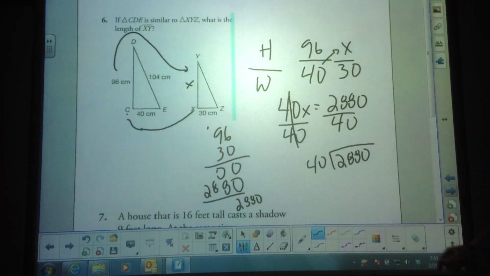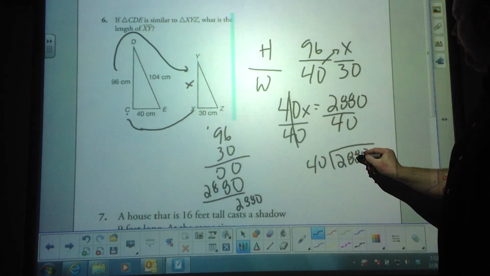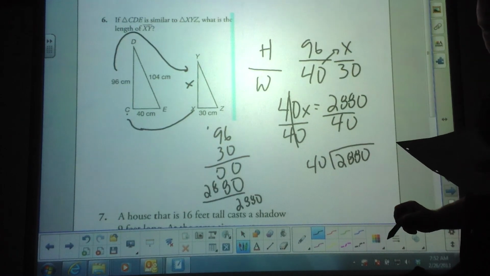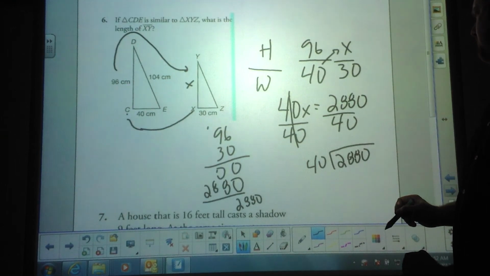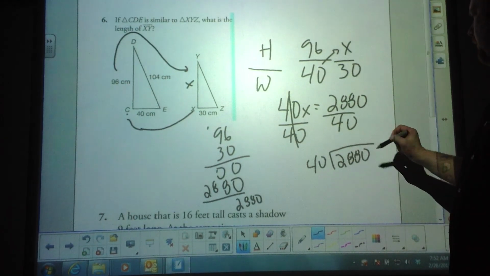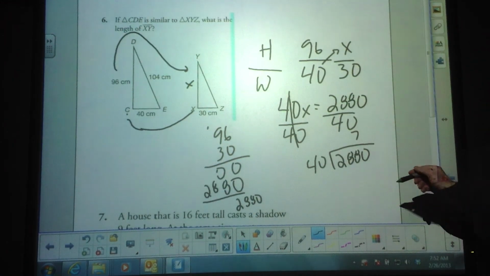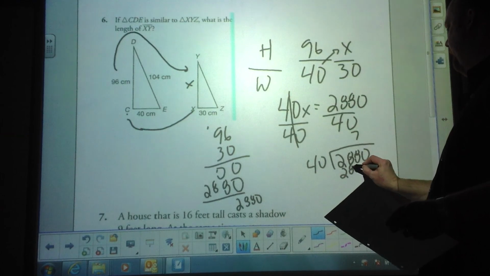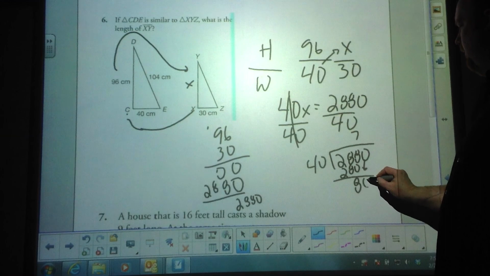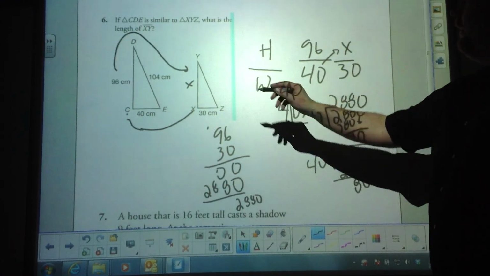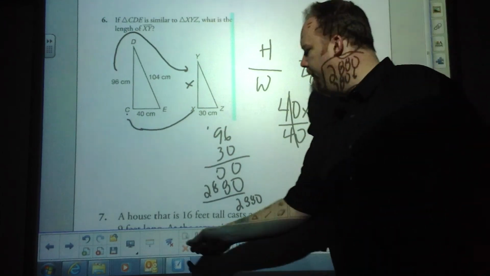Excuse me. 4 will go into 2. It won't go in. It won't go into 28, but it will go into 288 about, looks like about 7 times. Let's try that. 280. Yeah. I'll subtract, left over with 8. Bring down my 0. This will go in here twice. Therefore, this is 72 centimeters. Okay.